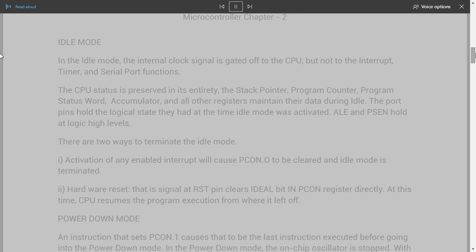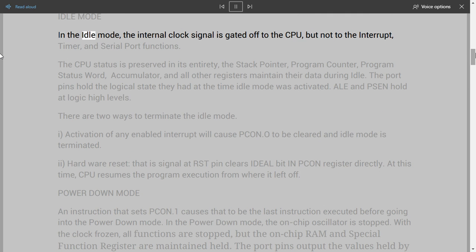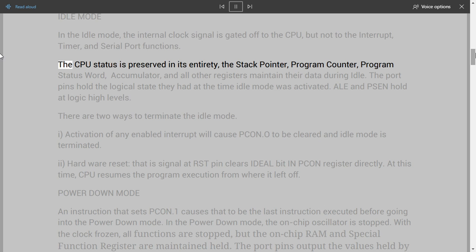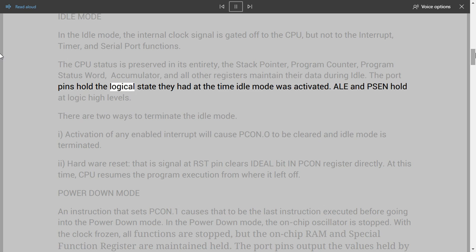Microcontroller Chapter 2. 2. Idle mode. In the idle mode, the internal clock signal is gated off to the CPU, but not to the interrupt, timer, and serial port functions. The CPU status is preserved in its entirety: the stack pointer, program counter, program status word, accumulator, and all other registers maintain their data during idle. The port pins hold the logical state they had when idle mode was activated. ALE and PSEN hold at logic high levels.